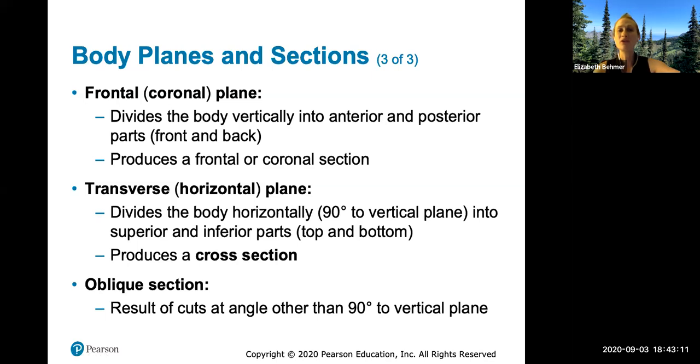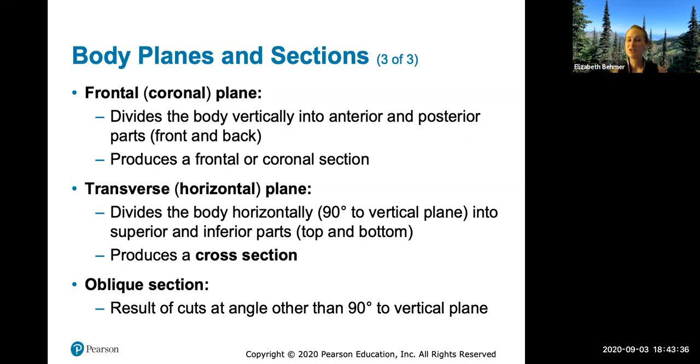Then the frontal or coronal plane. Remember the coronal suture? Does anybody remember where that is? Goes across the top, kind of like this, where you would put a headband. So the frontal or coronal plane would divide the body. If you would cut through that coronal suture, it would divide the body vertically into an anterior and a posterior part, or a front and a back. And this will produce a frontal section.